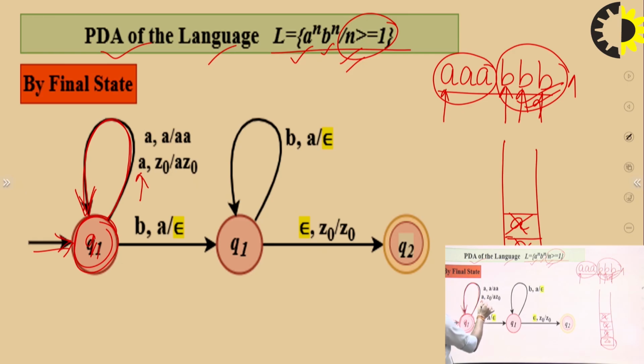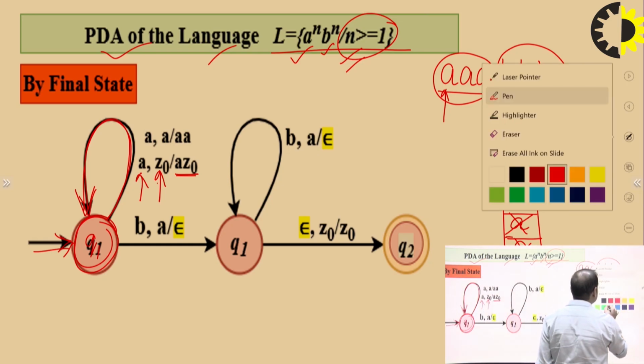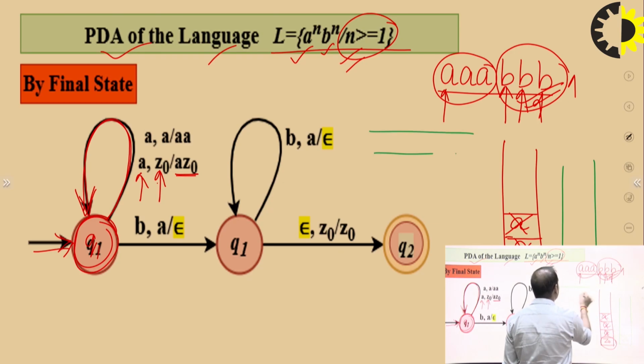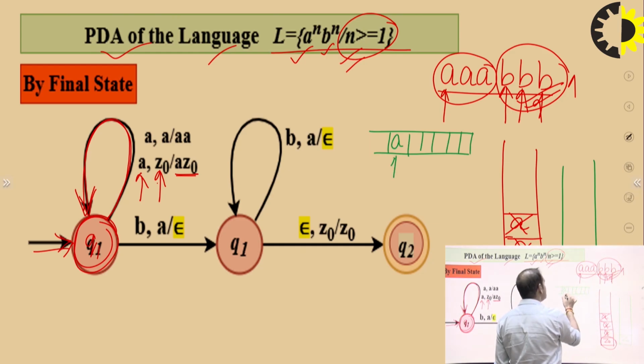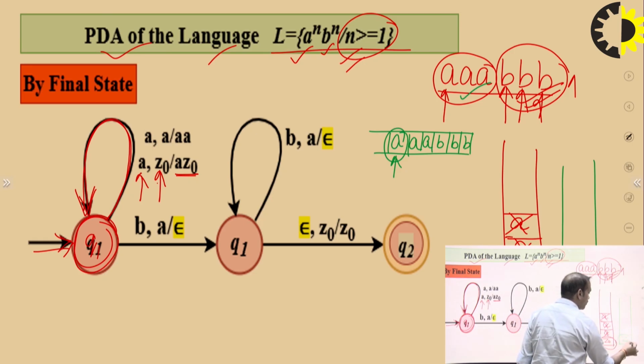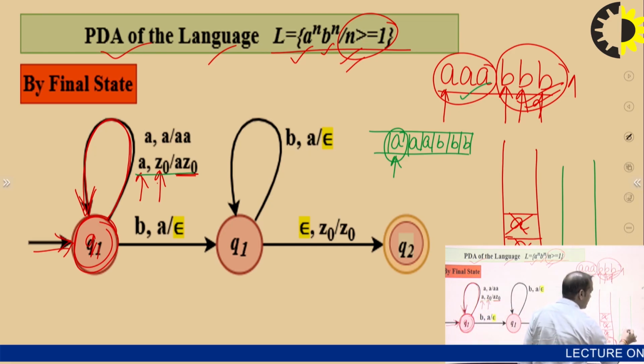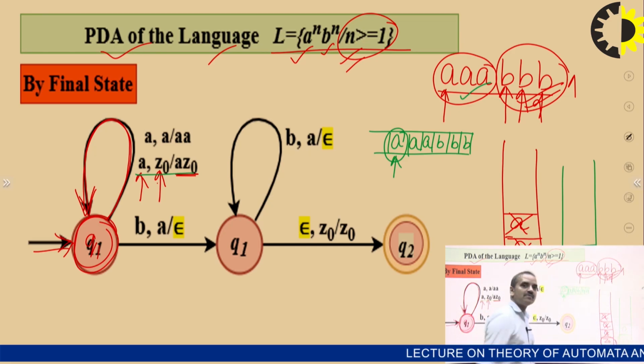Input A, top of the stack Z0, write A Z0. That means the basic condition. The basic condition is like this: top of the stack is Z0 and input is A. We have taken this example, aaabbb. Input A, top of the stack Z0, we have to write here A Z0. That means here we have to push A on top of Z0.